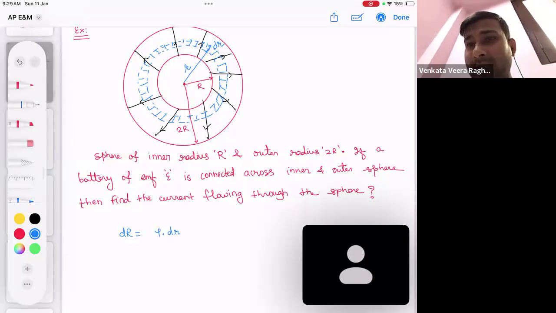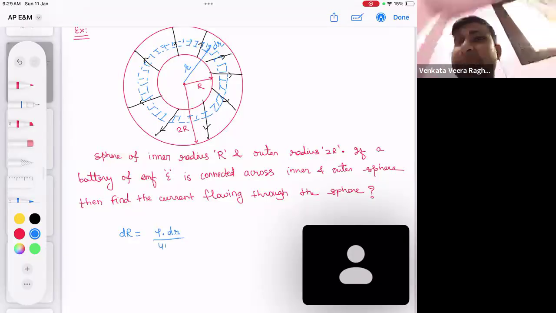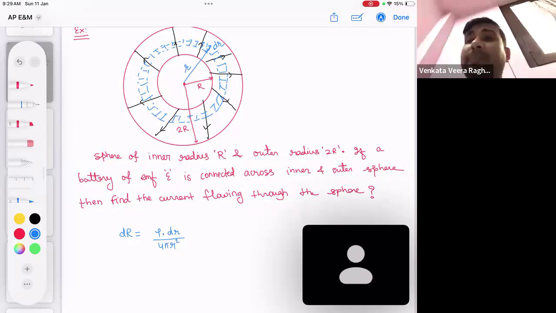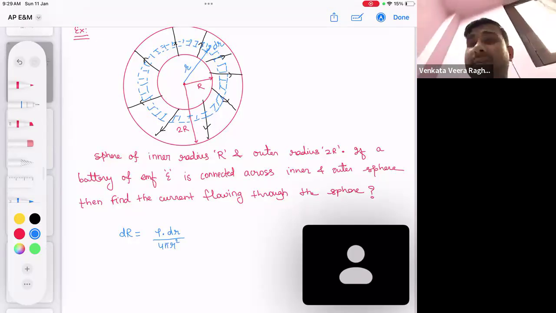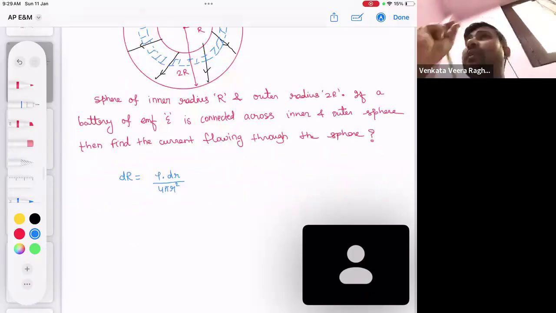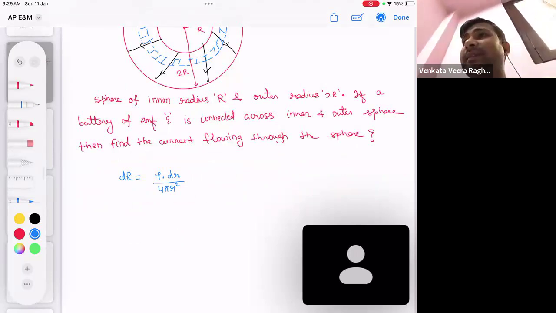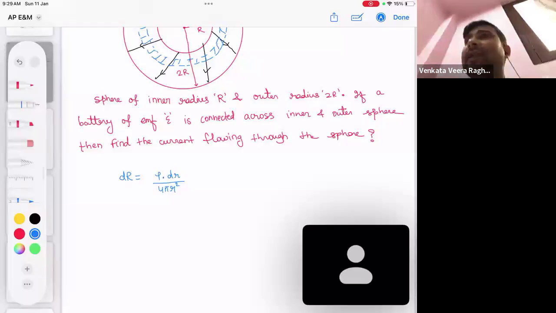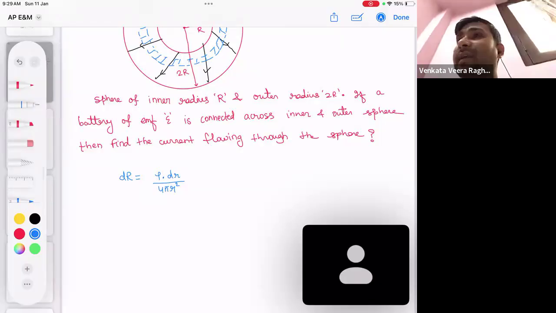And what is the small dr? What is the area of that element? 4 pi r square. So this is the resistance of what? The small part we have considered. Okay. If we want the total resistance, all these small dr, all these layers are what? One over another. That means a series connection of resistance. What happened? R equivalent comes as R1 plus R2 plus R3.